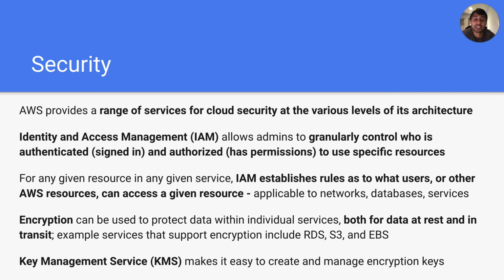AWS, as a cloud services provider, provides a range of services for cloud security at the various levels of its architecture. Working from the ground up, at the individual resource level, we're going to start with Identity and Access Management, otherwise known as IAM. AWS IAM policies allow admins to granularly control who is authenticated and authorized to use specific resources. For any given resource in any given service, IAM establishes rules as to what users or what other AWS resources can access a given resource.